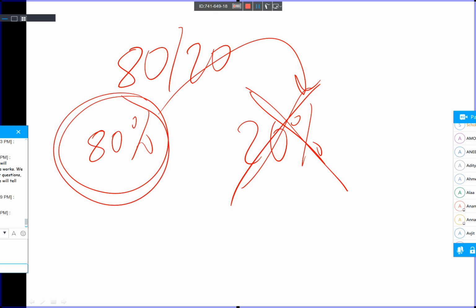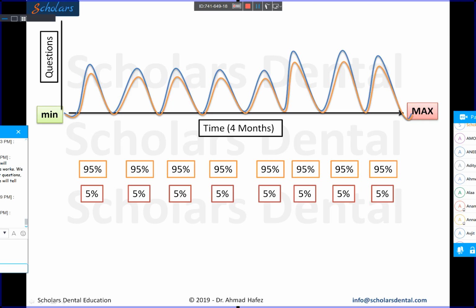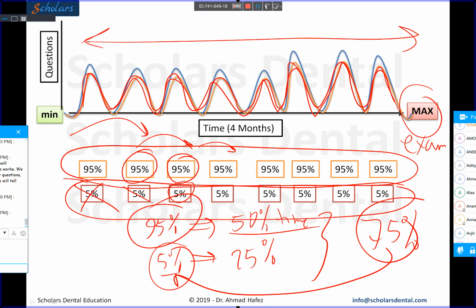And that's what I'm telling you. Here's like an actual time management skill. If all your problems are coming from this 5%, so just get rid of it. Pretend it doesn't exist. And that way you won't have that problem.